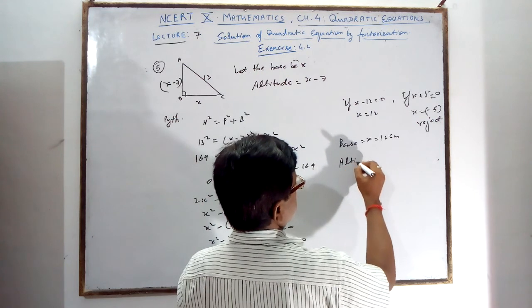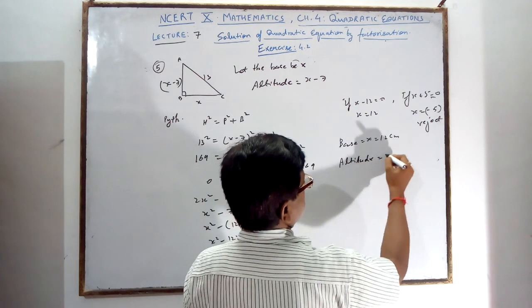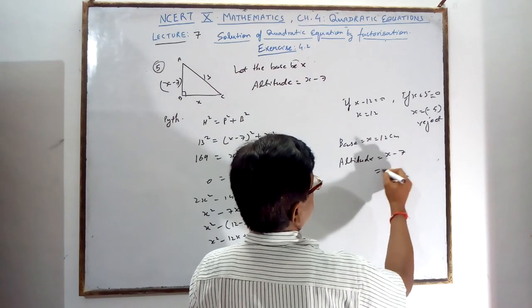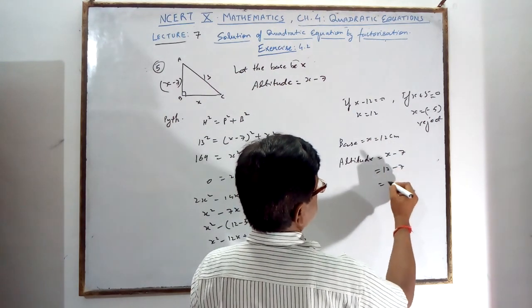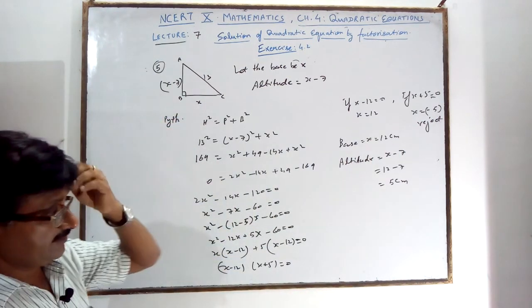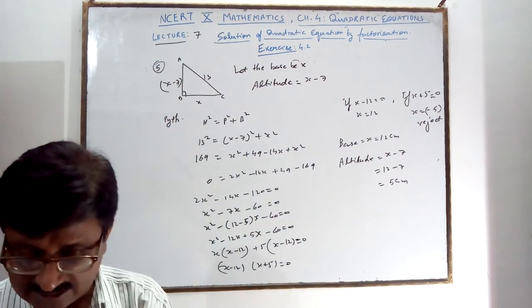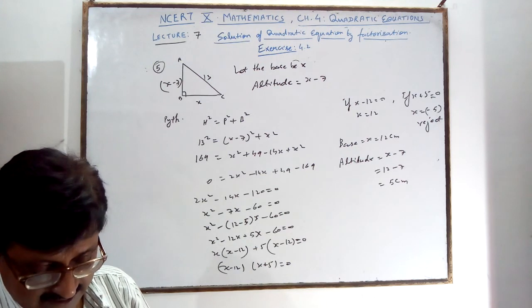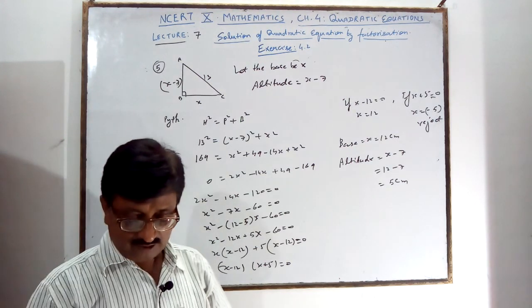Altitude is equal to x minus 7. 12 minus 7 is 5 centimeter. It is given x minus 7, 5 centimeter, and it is your answer. Your answer is 5 and 12.